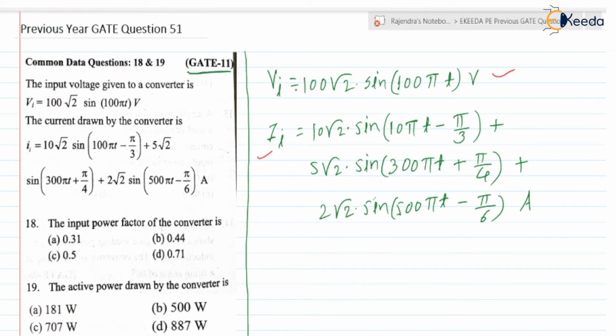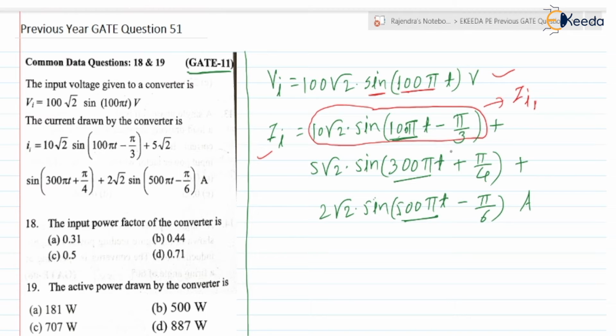Now, if you check, the input voltage is purely sinusoidal. It consists of only the fundamental component, that is 100 pi, so the frequency of the supply is 100 pi. Next, the frequency of the current: here we have 100 pi, next 300 pi, and here 500 pi. So the supply current consists of a fundamental component, which is ii1.